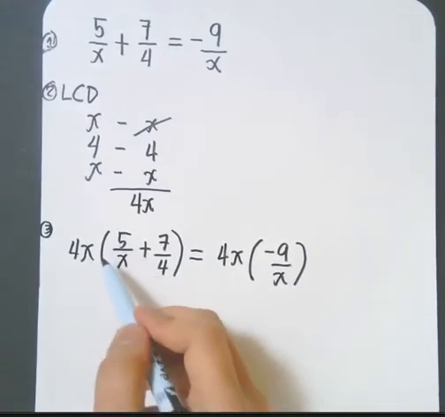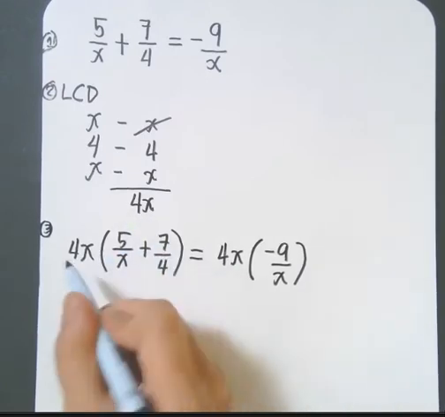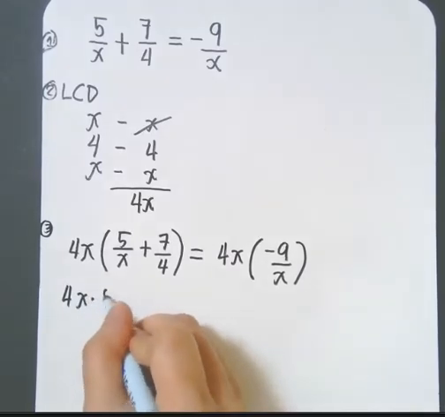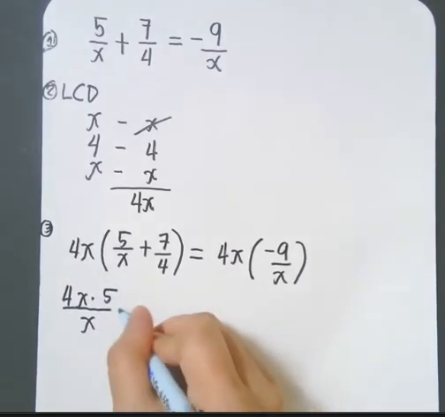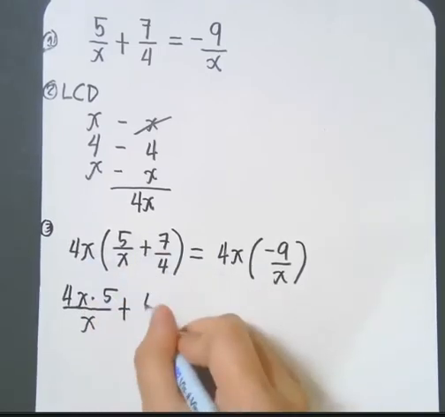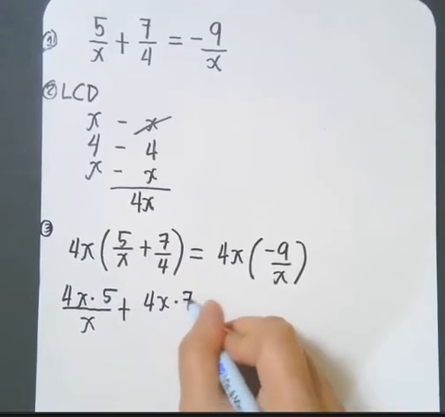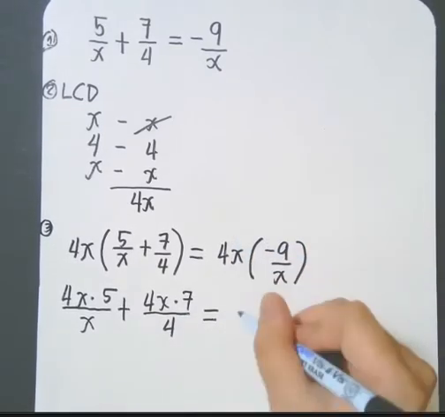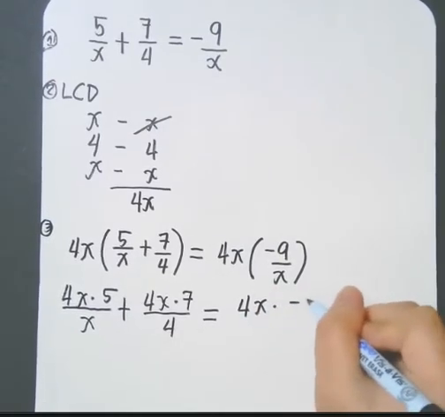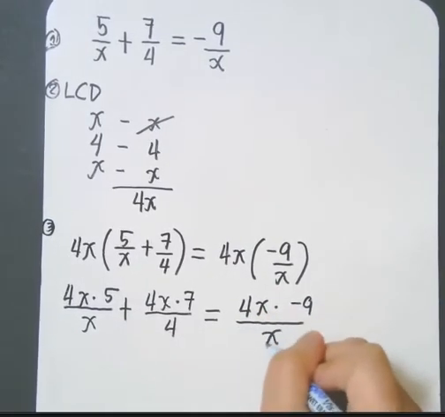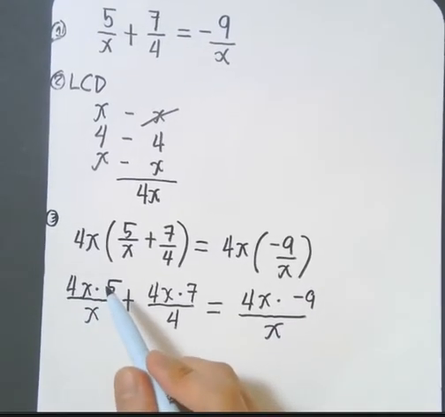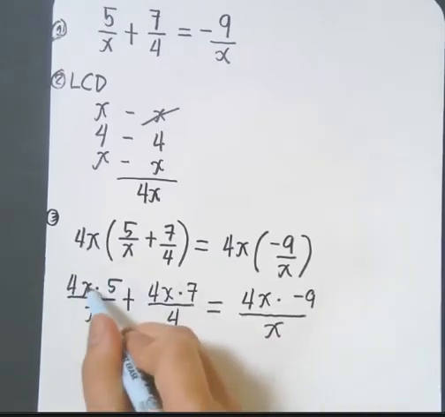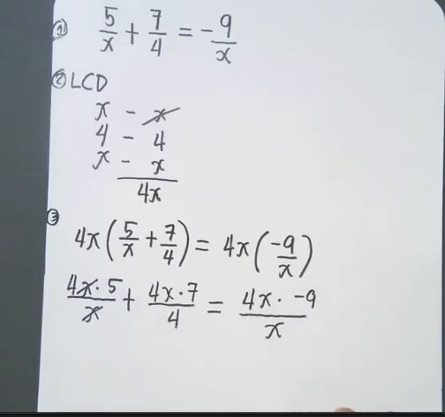We will apply the distributive property of multiplication here. We multiply 4x times 5 all over x plus 4x times 7 all over 4. The same with the other side of the equation. That will be 4x times negative 9 all over x. As you can see, we do have x and x as the same or common, so we can divide this out because this will be equal to 1.